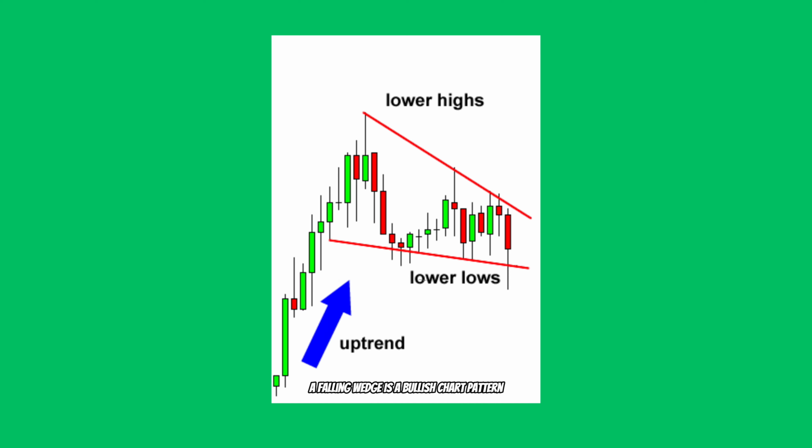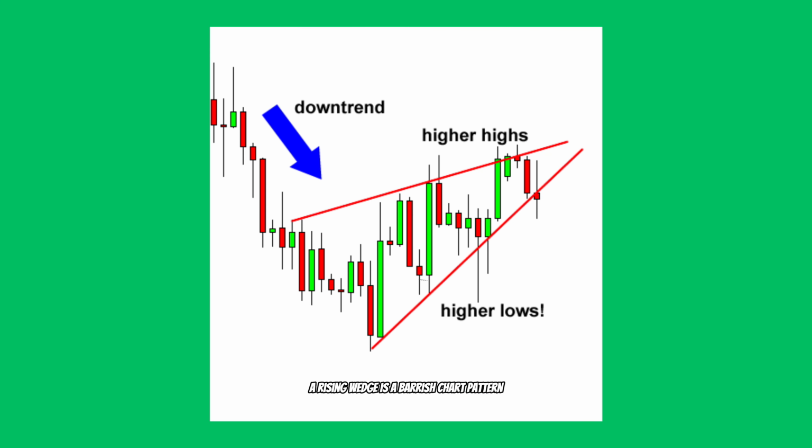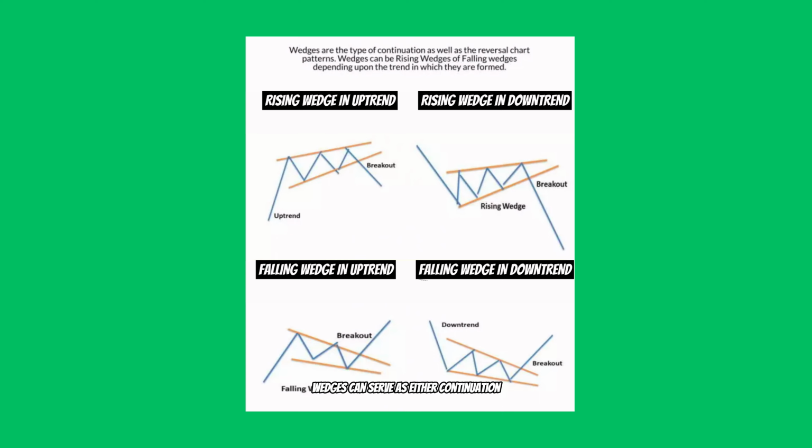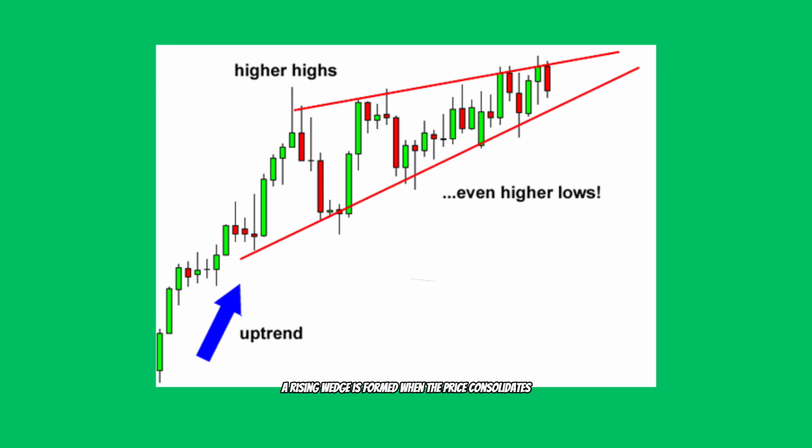A falling wedge is a bullish chart pattern that takes place in an upward trend, and the lines slope down. A rising wedge is a bearish chart pattern that's found in a downward trend, and the lines slope up. Wedges can serve as either continuation or reversal patterns. A rising wedge is formed when the price consolidates between upward sloping support and resistance lines.